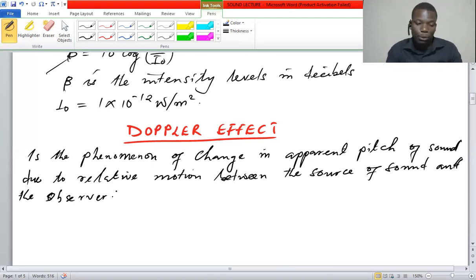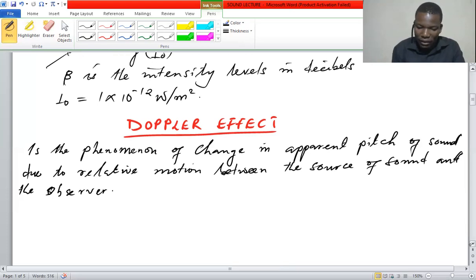Those are cases that we're going to look at as we derive the equations that will govern this Doppler effect. We have different cases: the source is moving towards the observer whilst the observer is stationary, or the source is moving away from the observer whilst the observer is stationary, or both are moving towards each other or away from each other. So we have those cases.